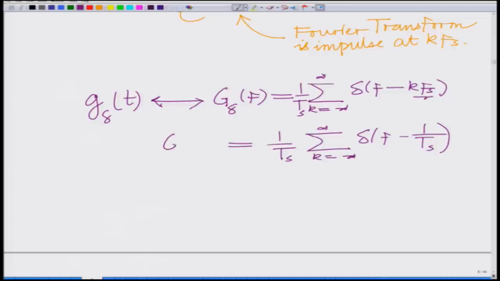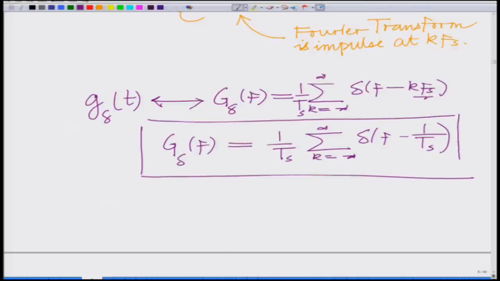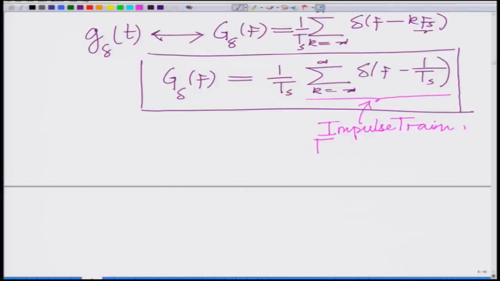And therefore, you can see something very interesting. If you look at this summation, 1 over T s summation k equal to minus infinity to infinity delta f minus k over T s, this is basically another impulse train, except for the scaling factor of 1 over T s. This is a train of impulses in the frequency domain. So we started with an impulse train in the time domain, and its Fourier transform, or spectrum, is an impulse train in the frequency domain.